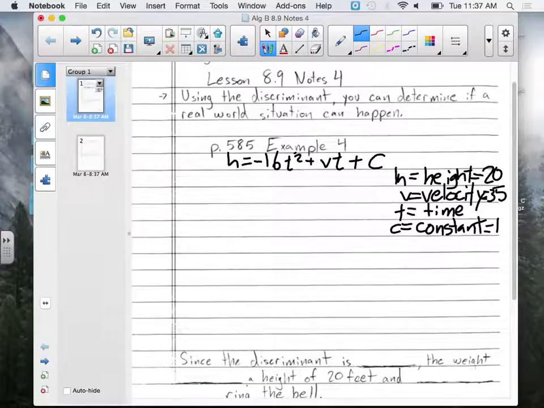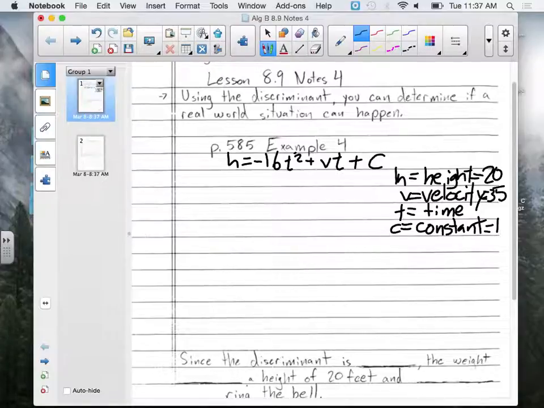Let's take a look at that question again. Where does it say that the weight starts out? 35? That's our velocity, right? Where does the weight start? Where does our problem say? Brighton? 1 foot above the ground. 1 foot. So that's what the constant is.